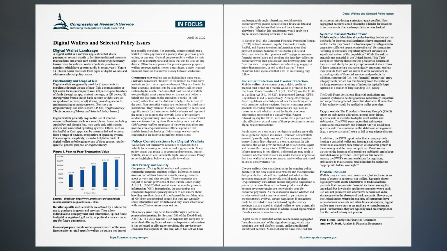In addition, the PWG report notes that a company both hosting a custodial wallet and issuing a stablecoin could result in an excessive concentration of economic power in the economy and decrease competition. Coinbase, a partner in the issuance of a prominent stablecoin and a large custodial wallet provider, exemplifies this concern. Among the PWG's recommendations for regulating stablecoins is that custodial wallet holders be subject to appropriate federal oversight.